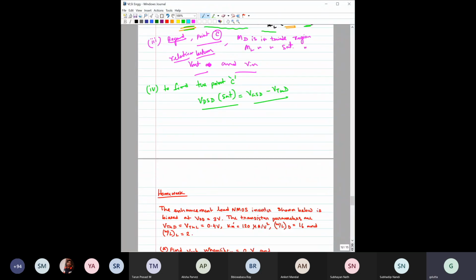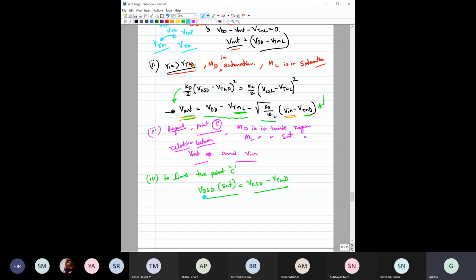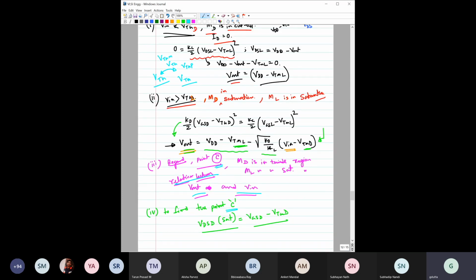Then, I would rather encourage you to really find this point. See the expression of V in for this point, the point C, and the relation between this V output and V input. Just simply write the equation, equate the equation, and find the relation, right? So we are just not doing it here to save some time.